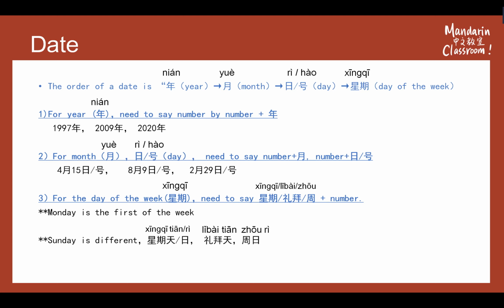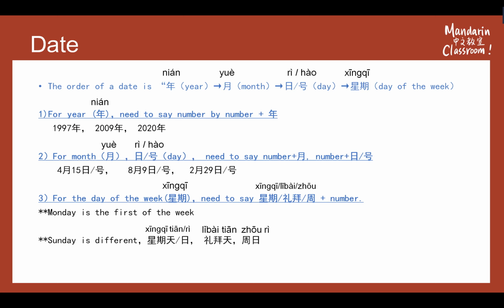Okay, is it easy, just to say the number by number and plus 年 to express year? And second, for a month and the day, it's the same way. Just say the number plus 月 and say number plus 日 or 号. So why does day have two different words? Because 日 is usually used in formal writing situations. In our daily conversation, we don't say 日 for a day. We usually say 号 for a day.